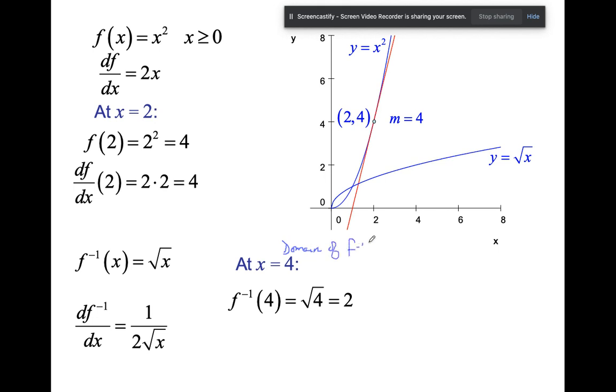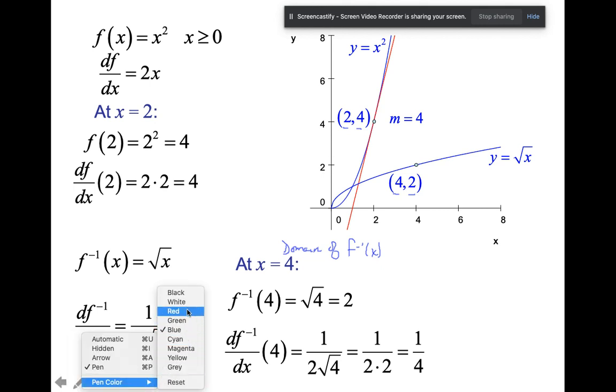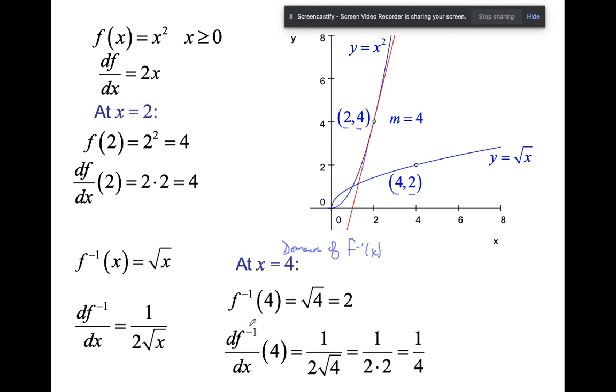4 is from the domain of the inverse. But remember the number 1 fun fact about inverses? Domain and range are switched, right? So notice that on the original was 2, 4. On the inverse is 4, 2. Check out what the derivative of the inverse is. Hey now. The derivative of the inverse at a domain value of the inverse, but remember, this used to be a range value on the original.